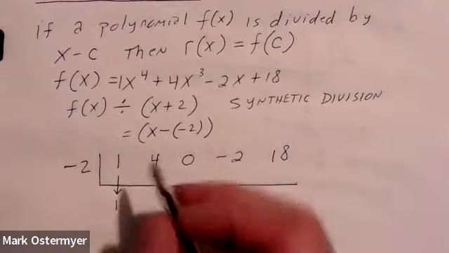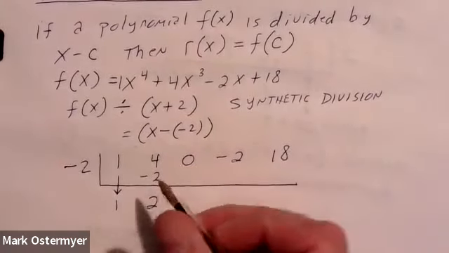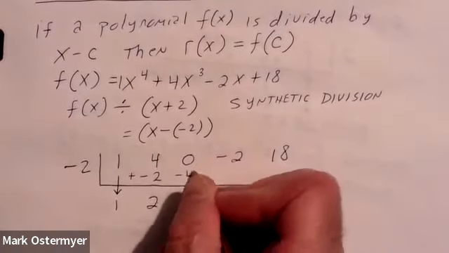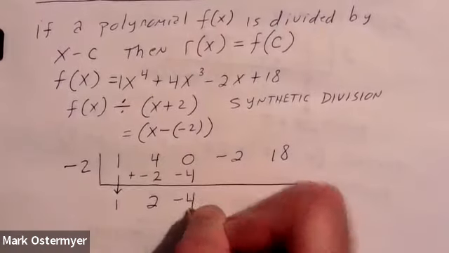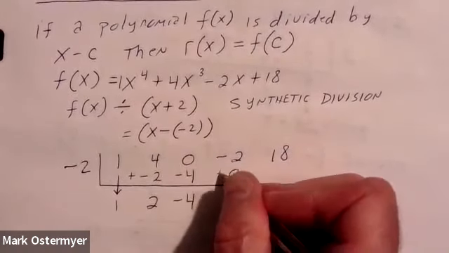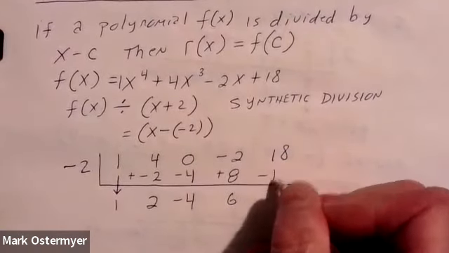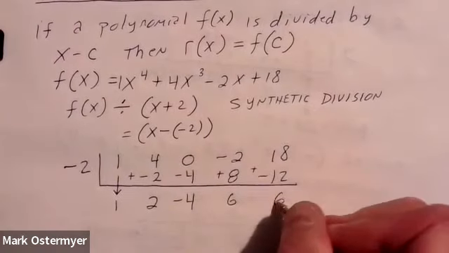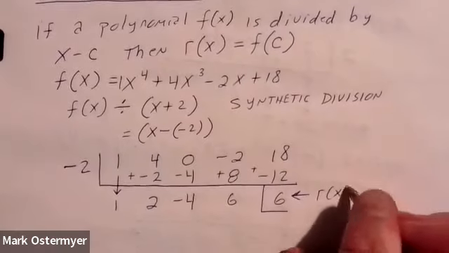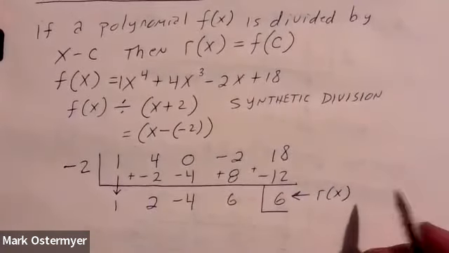Multiply, -2 times 1, bring the number up and add. 4 plus a -2 is 2. We always add. -2 times 2 is -4, bring the number up and add. You get -4. Multiply, -2 times -4 is positive 8. Add, and you get 6. -2 times 6 is -12. Bring the number up and add. You get positive 6. This is your remainder, 6. So, ladies and gentlemen, what's the significance of this remainder?